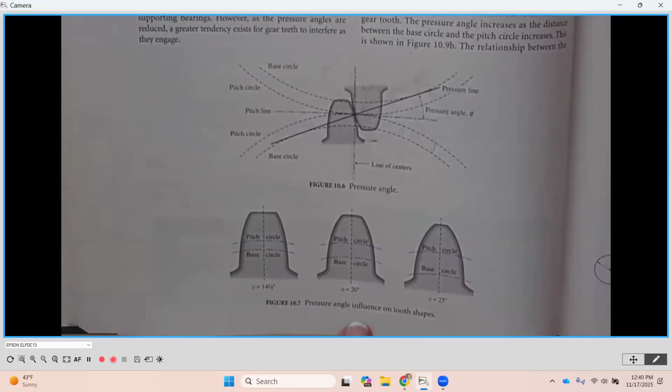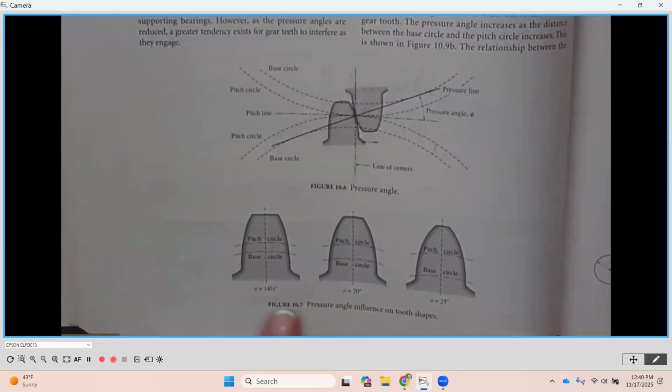Now, if I have a 20-degree pressure angle, I cannot use any one of the other pressure angles with it. So when I have two gears that are in mesh, they have to have the same diametral pitch, same size tooth, and the same pressure angle. I can't put a 14.5 with a 20 or a 25 with a 20. Now, why are there three?